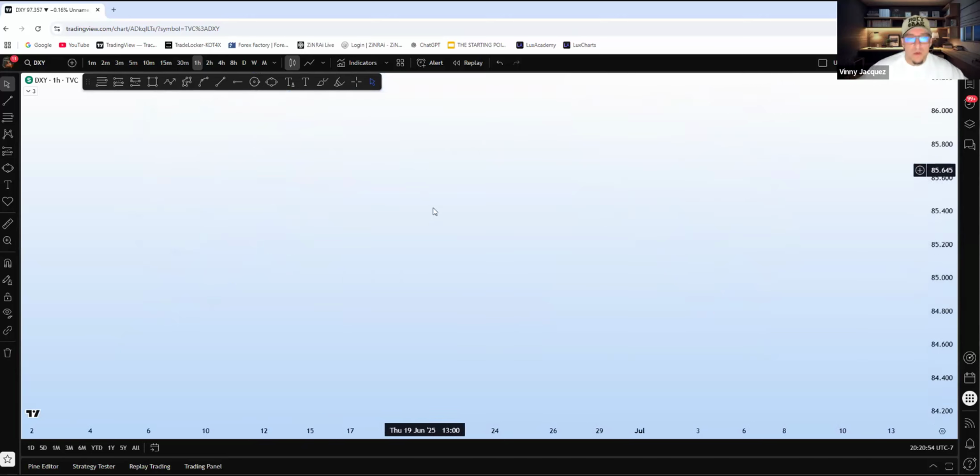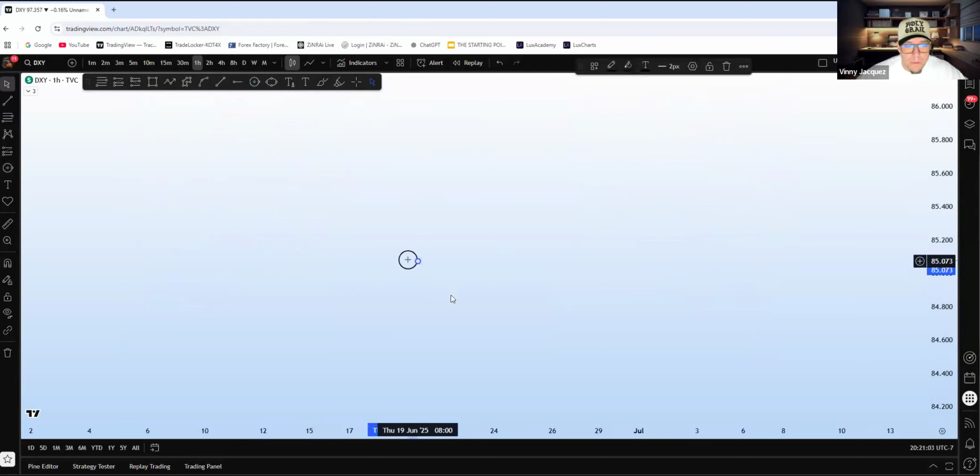Now, when it goes to higher time frames, understanding top-down analysis, right? When we're on lower time frames, guys, we're right here.